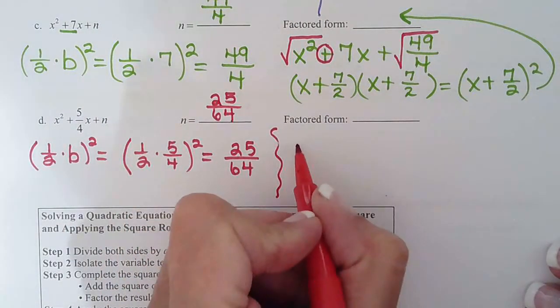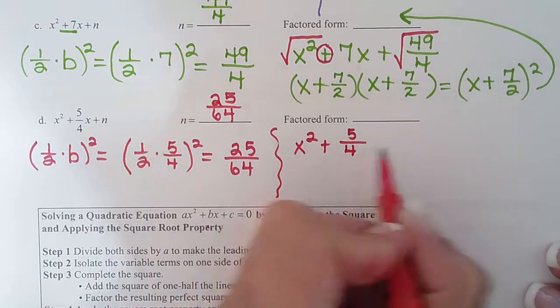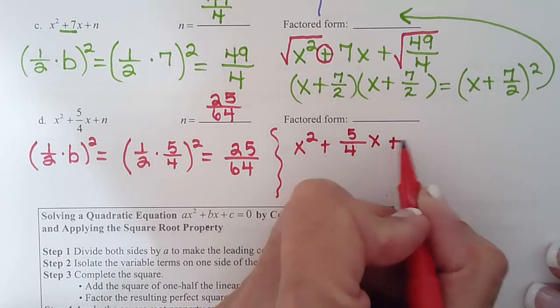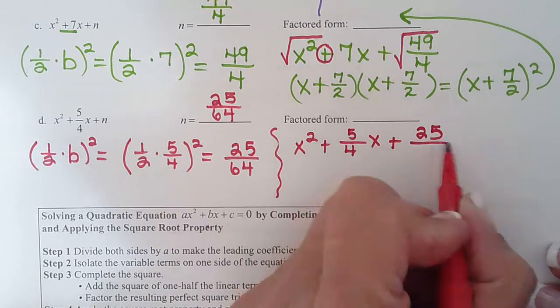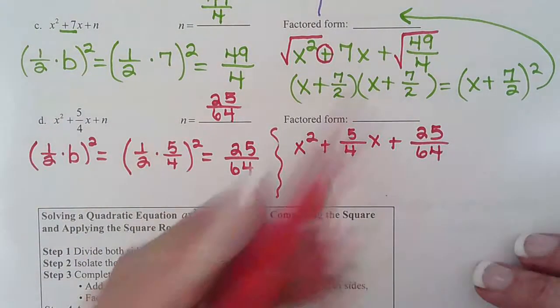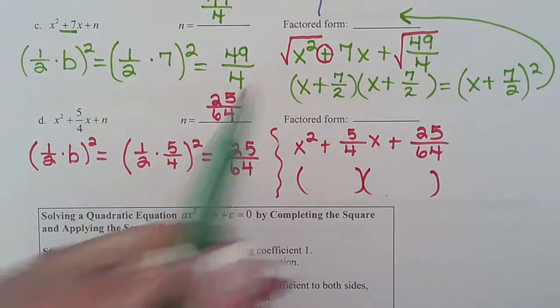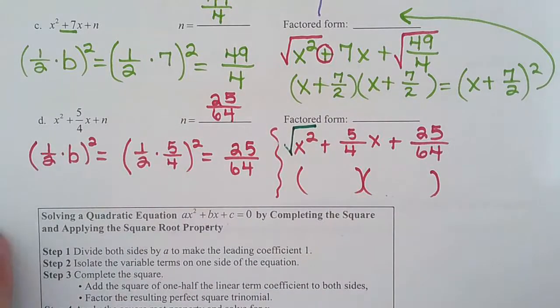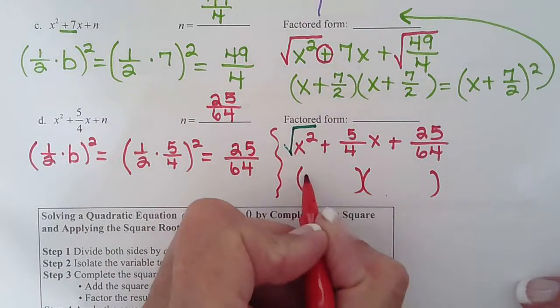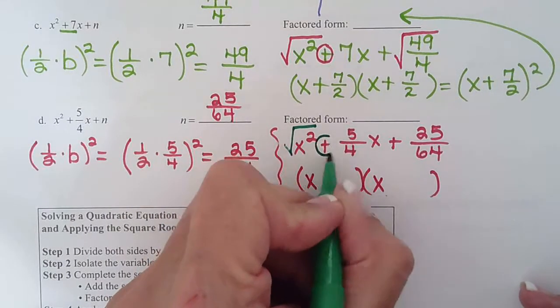So our polynomial is x squared plus 5/4 x plus 25/64. So let's use our new fun little factoring pattern. Yay! So we have parentheses, and the square root of the first term is what goes in both the first slots. So the square root of x squared is x and x. This sign is what goes in both parentheses.